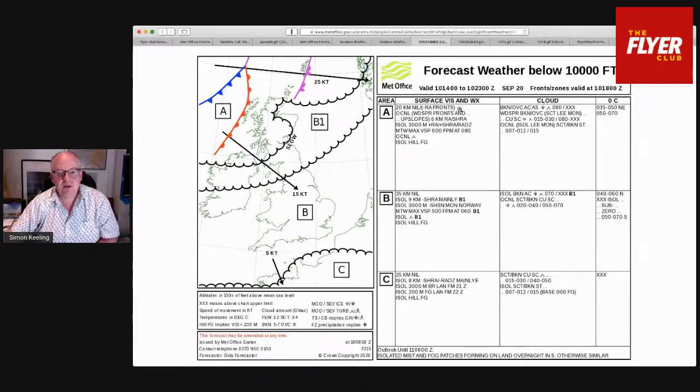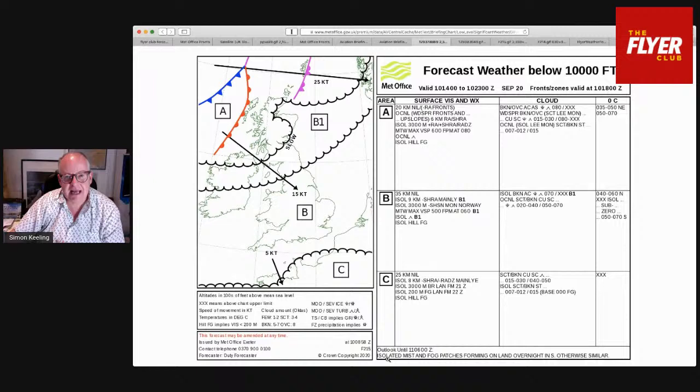We then have a box of details of surface visibility and weather, which is all that section there. And then the next box is cloud, which is the section here. And then the next box is freezing levels. So at which point the freezing level is the final box over here. And then the last section of Form 215 is down the bottom here. And that is an outlook for the next few hours. So that's the outlook until 0600 hours tomorrow. And again, there's always an outlook on these charts. Sometimes it's not exactly the most illuminating of outlooks, but at least it's on the chart.